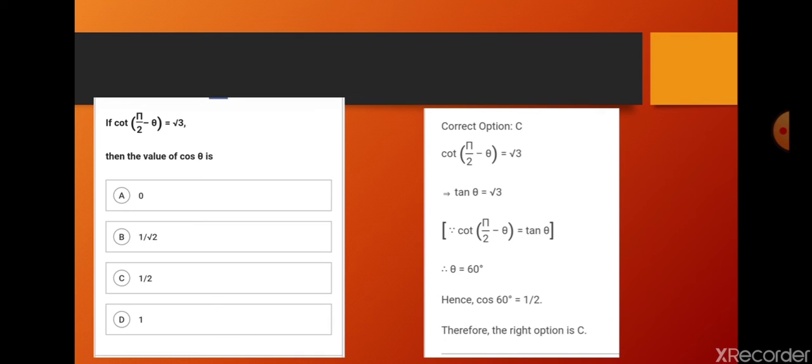Therefore, the angle theta equals 60 degree. This is the standard angle. Hope you all know the standard angles as 0 degree, 90 degree, 30 degree, 60 degree and 45 degree. So, the cos theta value will be 1 by 2. Therefore, the right option is C.